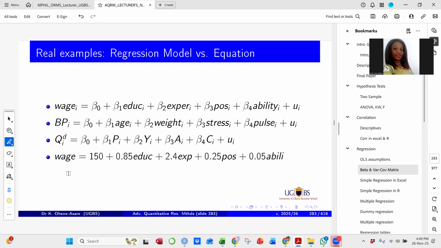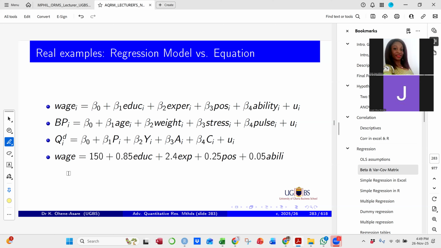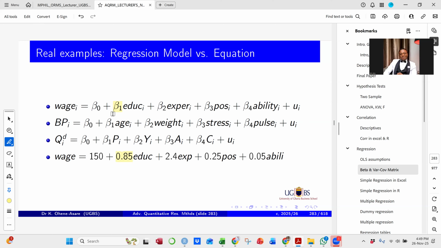Emily. Sorry, I was muted. Okay, so the first difference was there's no error term for the estimated. And then the second difference was there are now values for the beta values, beta estimates. Yeah. So the first one, the beta parameters have been converted to numerical coefficients. And then the error term is not available in the wage equation.